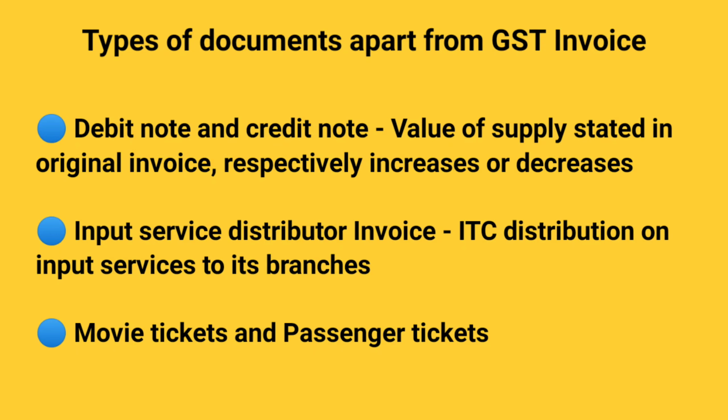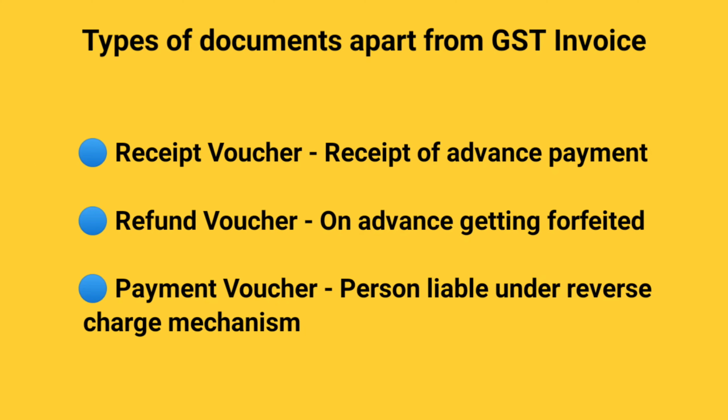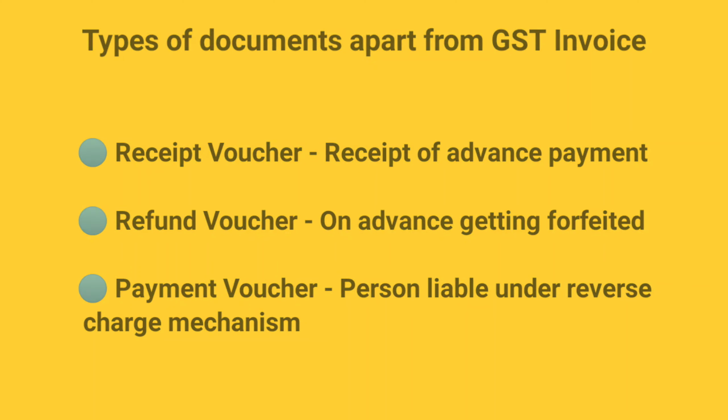Movie tickets and tickets for passenger transportation services are considered to be equivalent to an invoice being issued. In some cases like banking or passenger transportation services, the government has provided relaxations on the invoice format issued by the supplier. When a supplier receives advance payment, he must issue a receipt voucher, and likewise, if the advance gets forfeited, he must issue a refund voucher. If a registered buyer must pay tax under reverse charge, he must issue an invoice and thereafter payment must be made in a payment voucher.